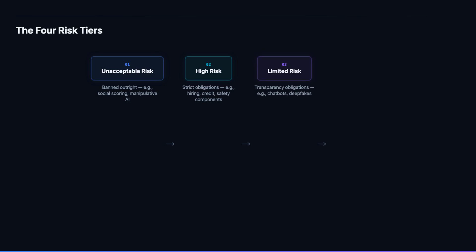Limited-risk systems must disclose AI involvement to users so people know when they are interacting with a machine. The vast majority of AI applications, like spam filters, fall into the minimal risk category with no new requirements.